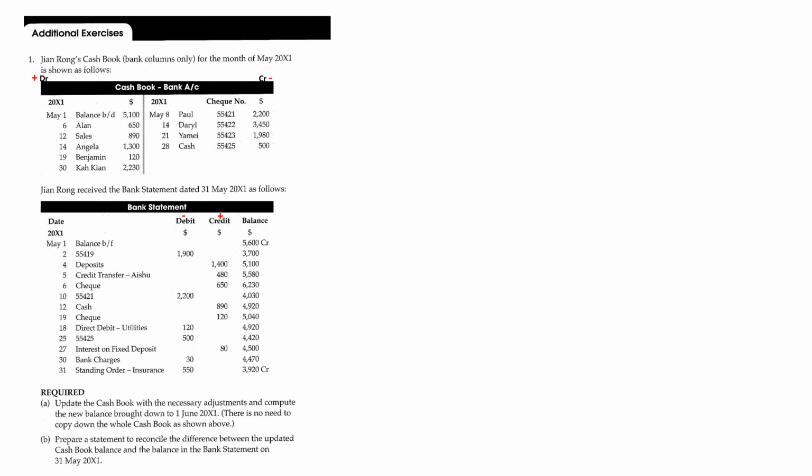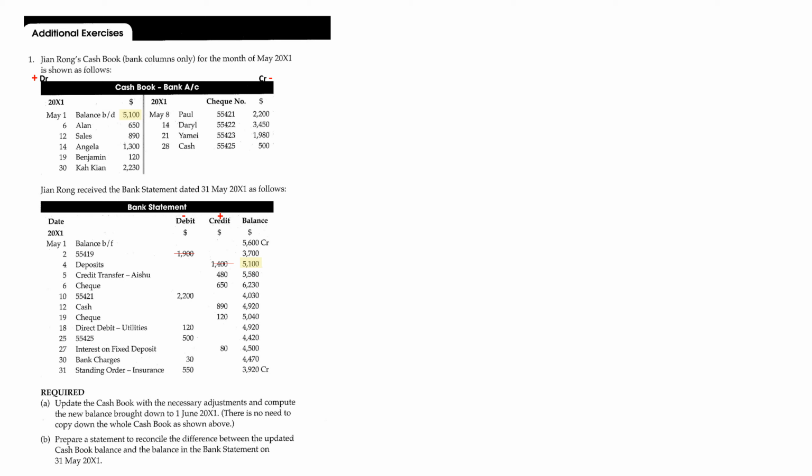Now, when we have a question like this, the first thing you need to do is to compare the opening balance of the cash book with the opening balance of the bank statement. They should be the same. As you can see over here, this is 5100 for the cash book, whereas for the bank statement it is 5600. So the opening balance must be the same. So these two, 1900 and 1400, you have to omit, because these two have been accounted for in the previous period, in the last period. So first step, make sure that the balances are the same.